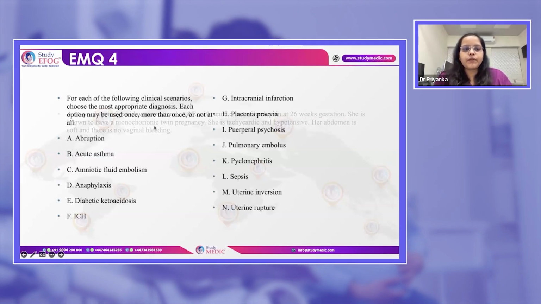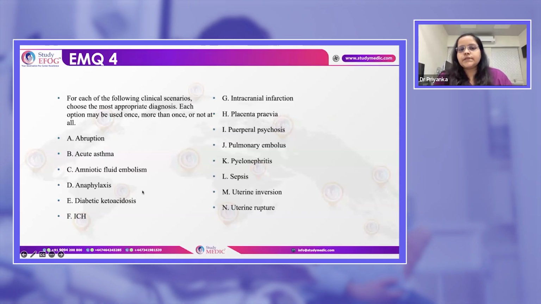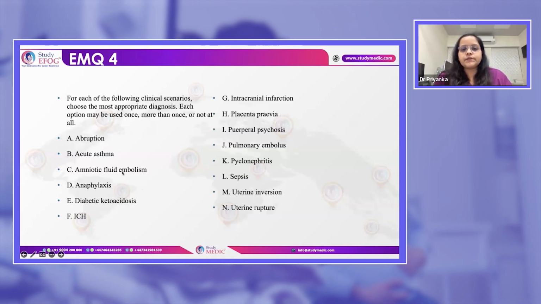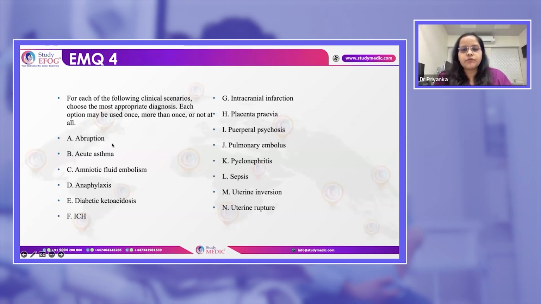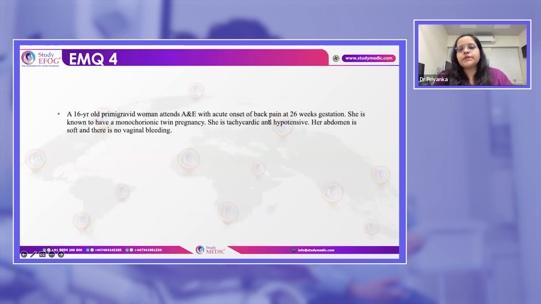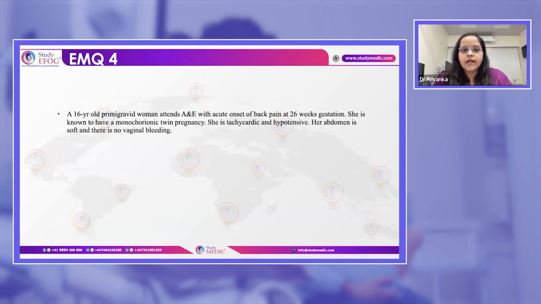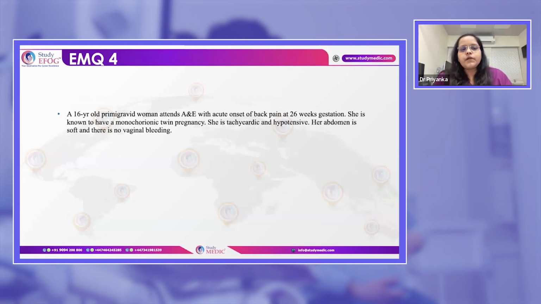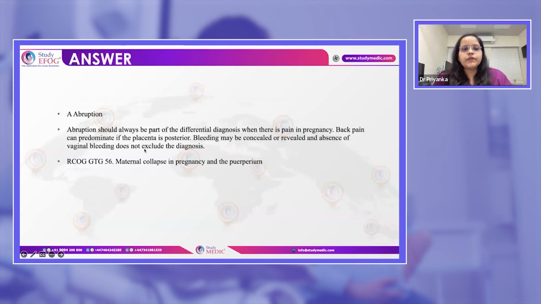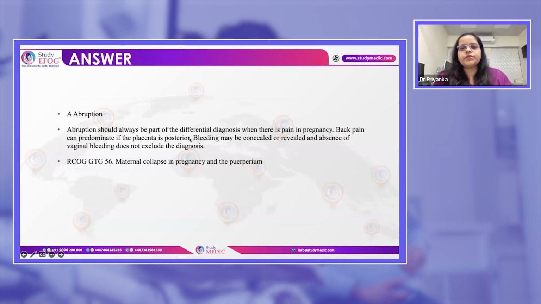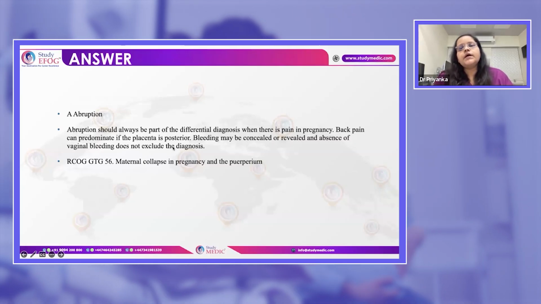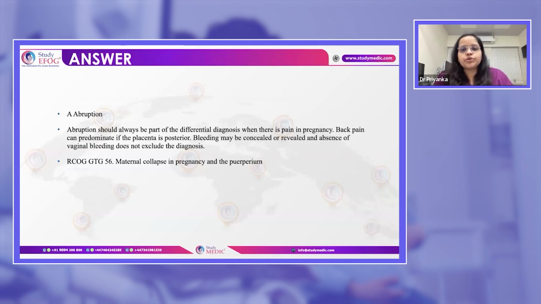So most likely from the clinical scenario, there can be a concealed abruption. So the answer here would be A. Because abruption can present with sometimes non-specific findings like back pain. There may not always be vaginal bleeding if there is a concealed abruption, and sometimes the abdomen may be soft, and may not always be hard, which is classically seen. And because she is losing blood, she is tachycardic and hypotensive. So here the answer is abruption. It can be the differential diagnosis if there is back pain, especially if the placenta is posterior. Okay.